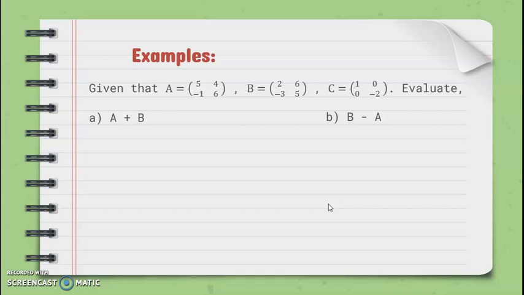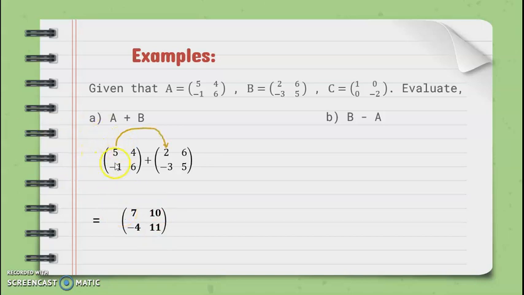Okay, let's do some examples. Given matrix A, matrix B, and matrix C, evaluate matrix A added with matrix B. Okay, let's try to do this first. First, we write down the values. Alright, next. So this is the answer. How can we get this answer? Let's try to do this.